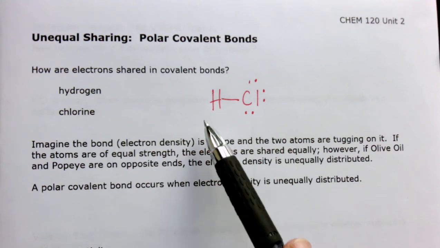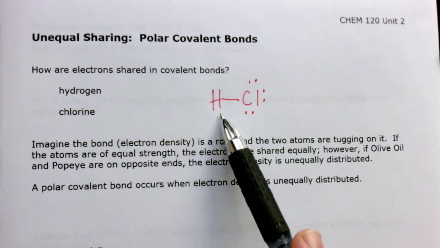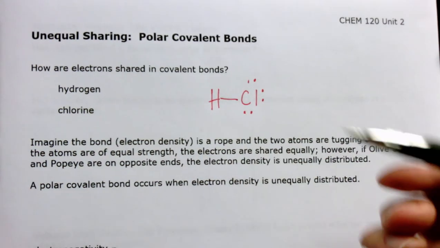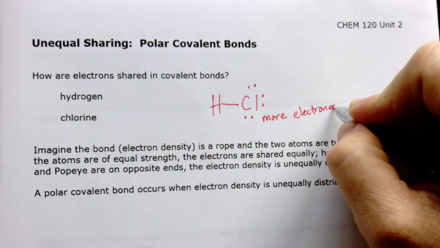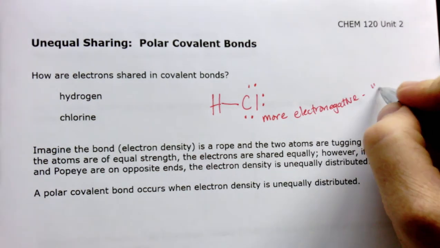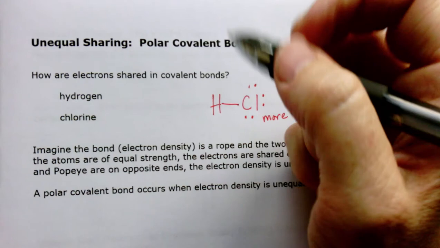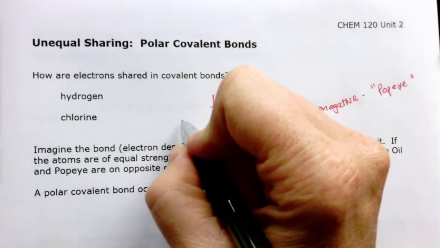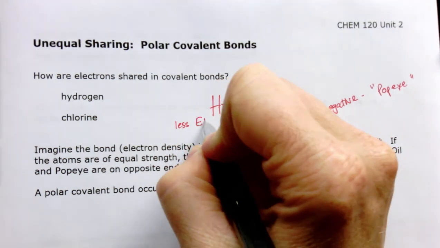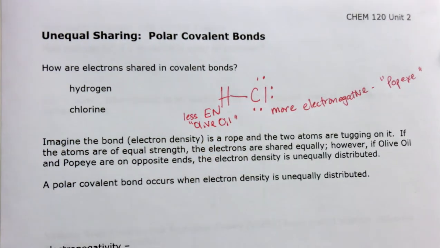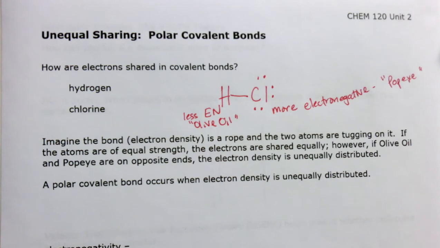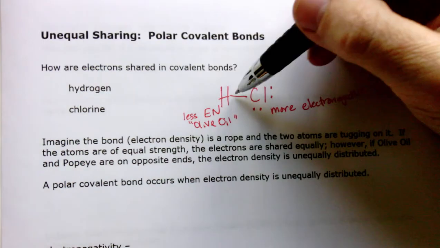So for hydrochloric acid, this is hydrochloric acid, it turns out the more electronegative atom is chlorine. So this is like Popeye. And over here we have hydrogen, which is less electronegative. I'm just going to put E in, and that's like Olive Oyl. So when you have an electronegative atom, that means they hog all the electron density. And so chlorine is pulling all the electron density away from hydrogen in this bond right here.